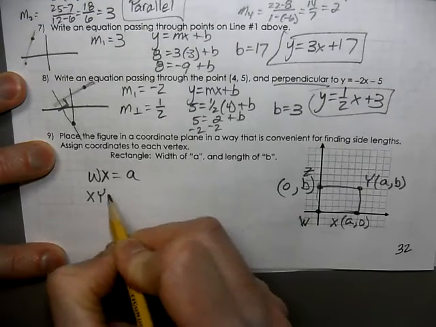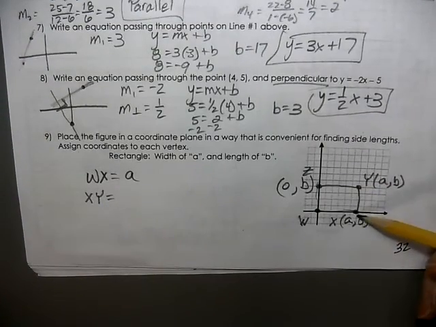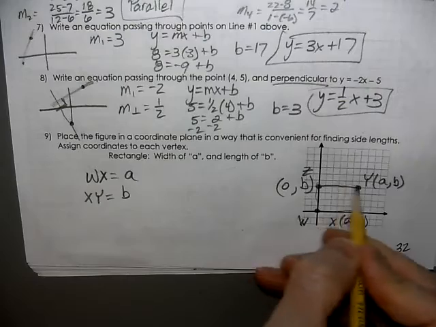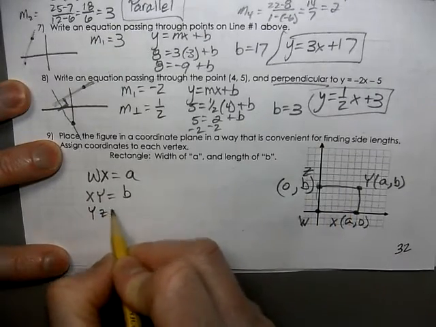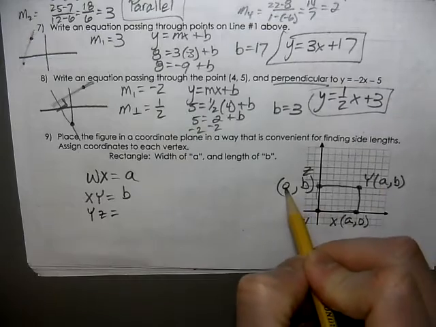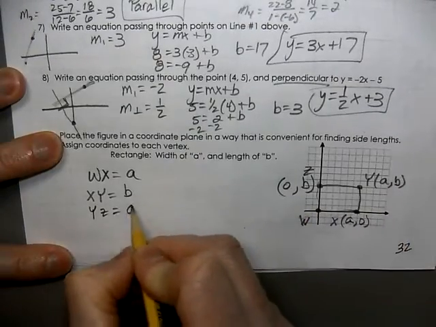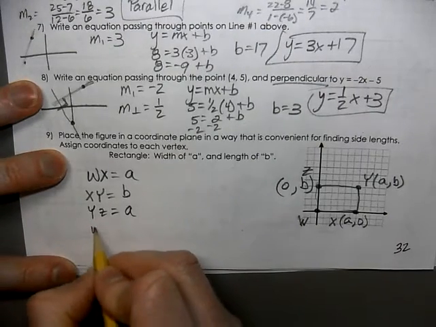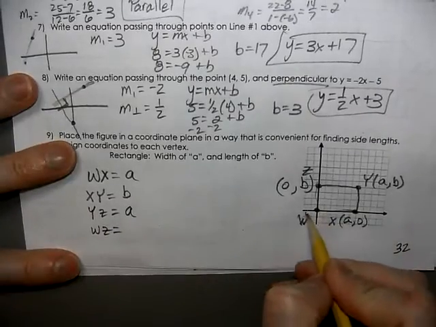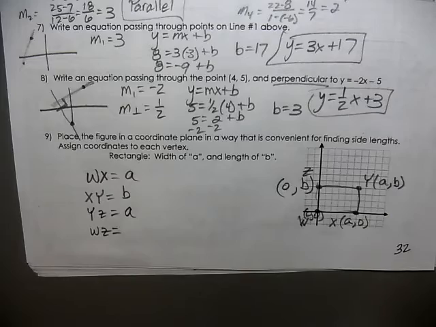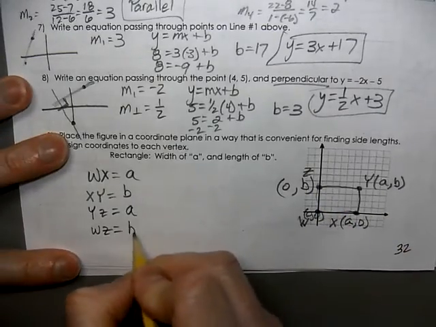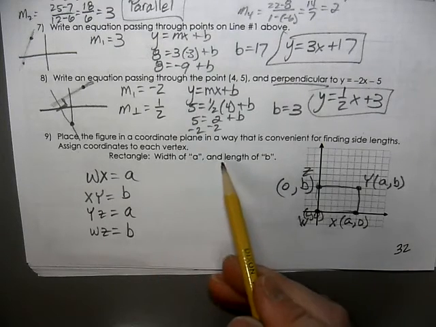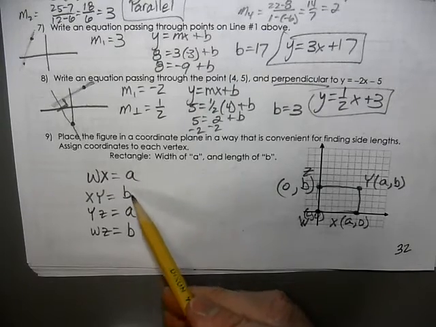X, Y, the A's are staying the same, so the distance from 0 up to a height of B is B. From Y to Z, we're going from an A down to 0, or 0 to an A. Distance is always positive, so it doesn't matter which way you think about it. And then WZ, we're going from a 0, which is the origin, up to a B, which gives you B. So we would expect a rectangle to have 2 sets of sides congruent.